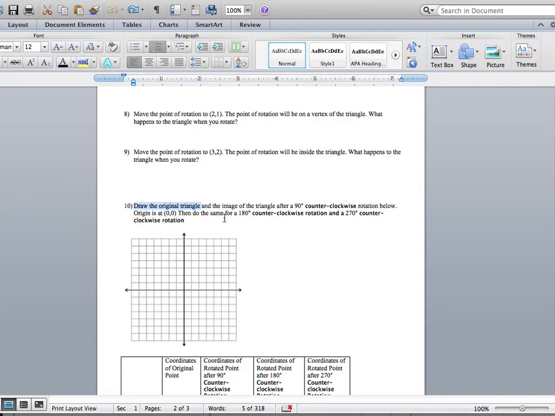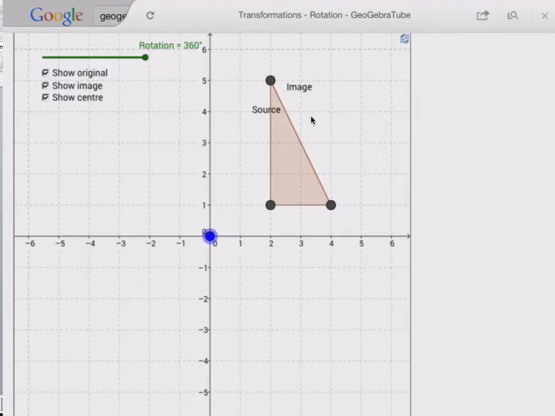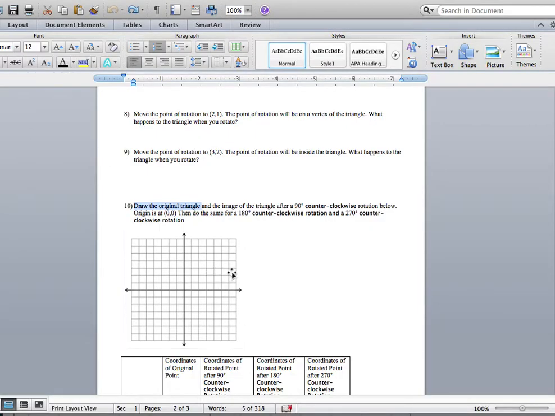Point of rotation, I mean. Draw the original triangle in here. So that triangle you see, draw it in that. Put a dot there, there, there, onto this paper. And the image of a triangle after 90-degree counterclockwise. So you need to go 90 degrees counterclockwise.